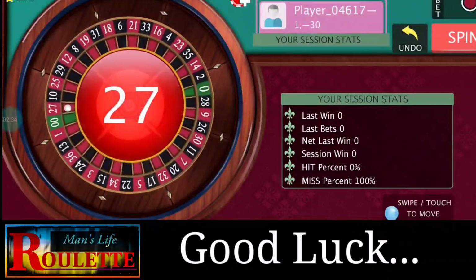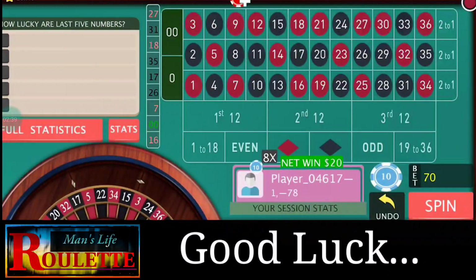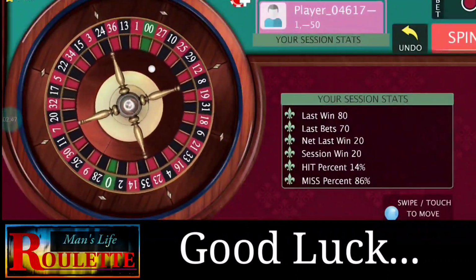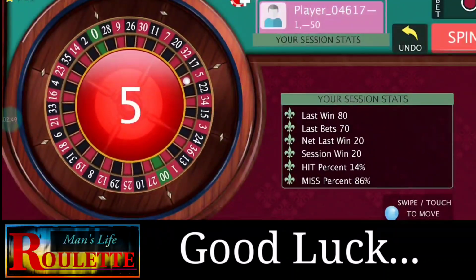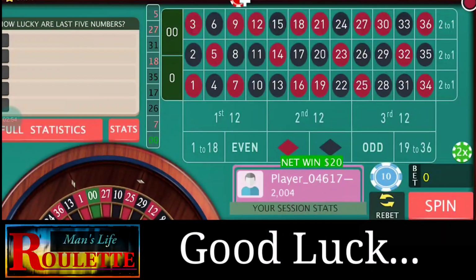So every time I win $20. This time I win here. As you can see, $20 over here. So whenever you win, just repeat the bets and continue. Okay, this time it's 5 and the first dozen is totally covered. So nice profit. Just repeat and play.